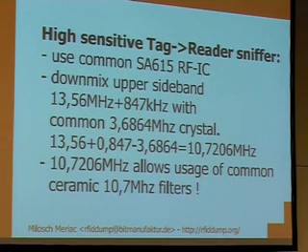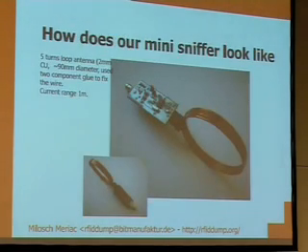We found the combination of filters by taking the 13.56 megahertz. We want to have a look at the sideband at plus 847 kilohertz, and we took a commonly available 3.6864 megahertz crystal and used this to down mix it to 10.72 megahertz. Why 10.72? Because at 10.72 you get very cheap commonly available ceramic filters, for example, at a bandwidth of 400 kilohertz or so. So you can see both modulation products of the sideband. This is how it looks like.